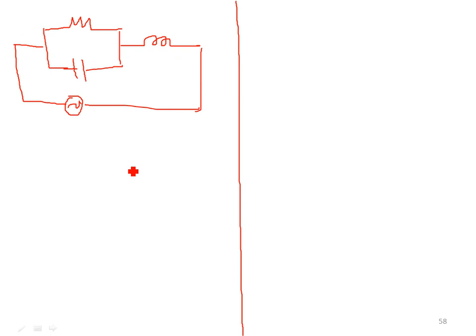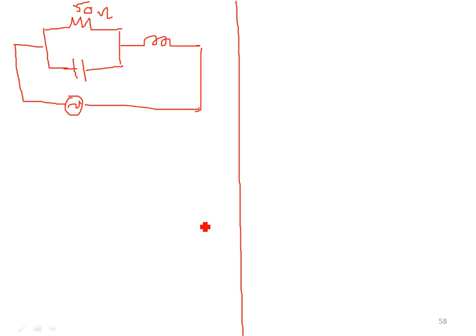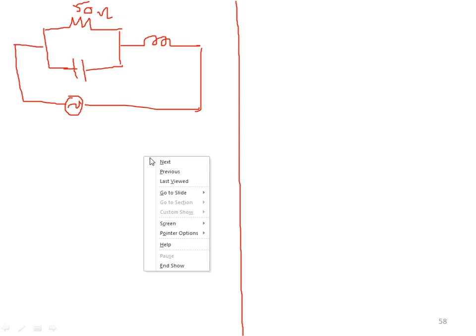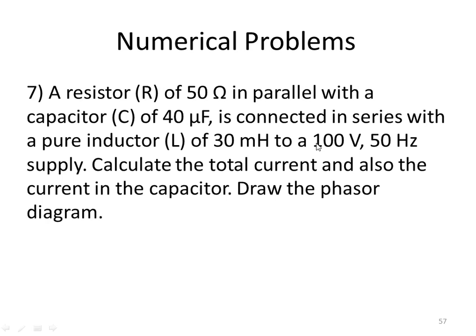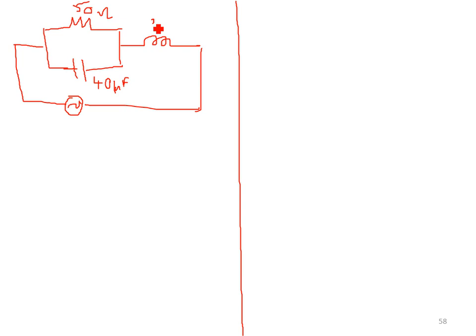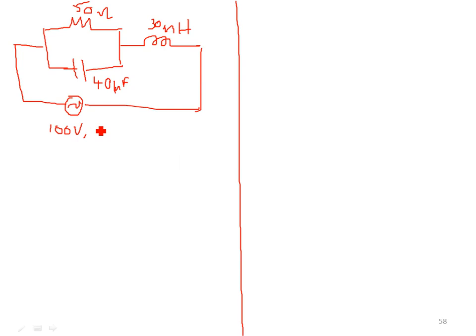So what is given? Resistor is 50 ohm. Capacitor is 40 microfarad. Inductor is 30 millihenry. Supply voltage is 100 volt, 50 hertz.